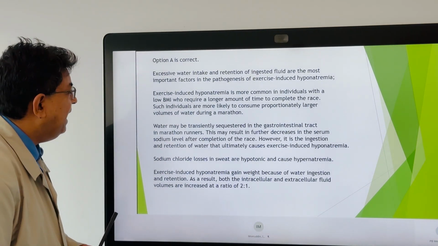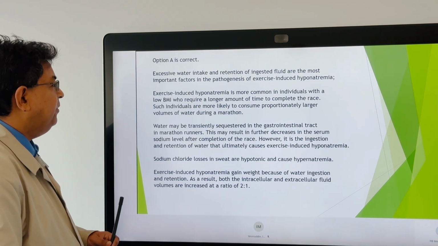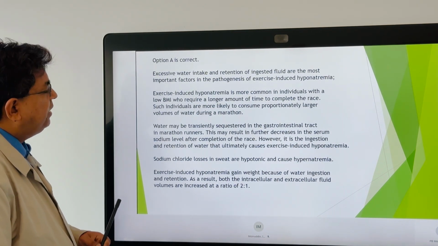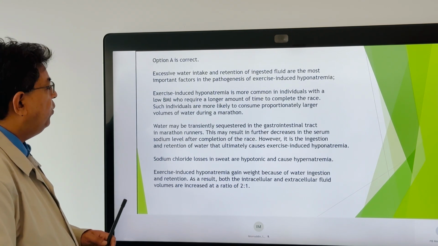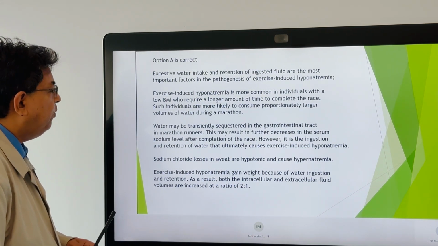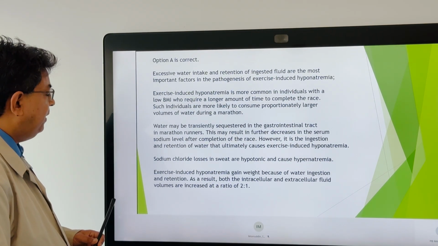Excessive water intake and retention of ingested fluid are the most important factors in the pathogenesis of exercise-induced hyponatremia. Exercise-induced hyponatremia is more common in individuals with a low body mass index who require a longer amount of time to complete the race. Such individuals are more likely to consume proportionately larger volumes of water during a marathon.